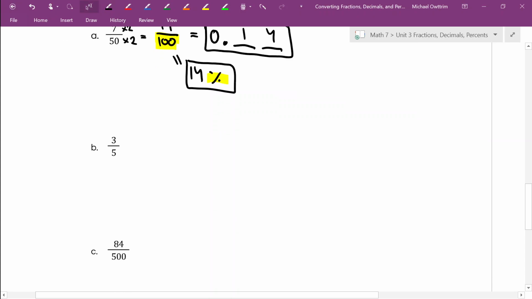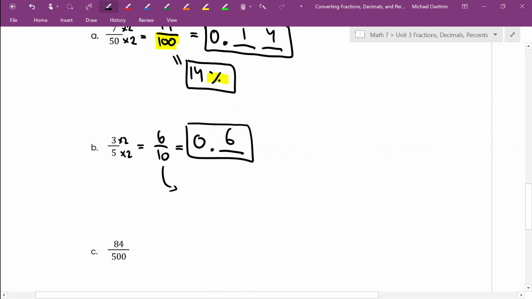In the case of 3 over 5, likewise, I'm going to start by trying to get 10, 100, or 1,000 on the bottom. In this case, I can get 10 on the bottom by multiplying my fraction top and bottom by 2. That gives me the equivalent fraction 6 over 10, which I know is going to reach the tenths place as a decimal, or the first spot after the dot, and my digit there is a 6. So 0.6 is my decimal.